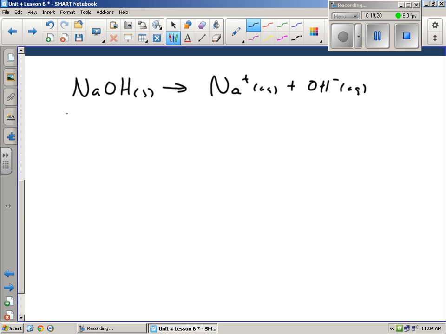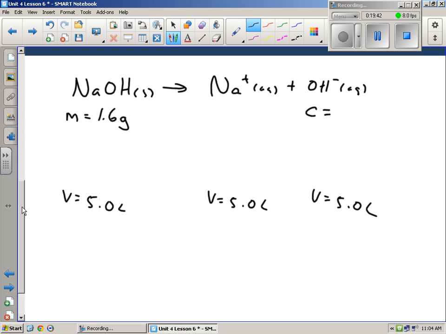It says you're going to use 1.6 grams of this, and we're going to put it into, what was it, 5 liters, I think? Is that right? Somebody? 5 liters of water. Okay? And once again, it says find the hydronium ion concentration and the hydroxide ion concentration. So I want to find that.